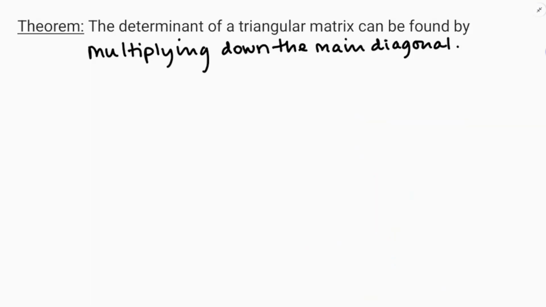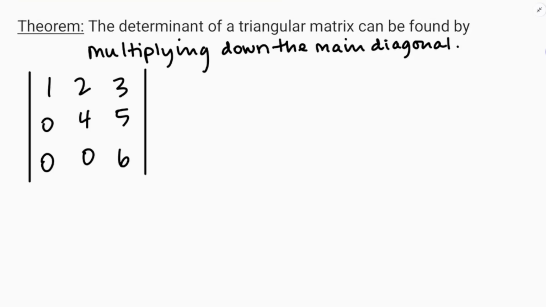Okay, the key fact that I need to tell you about is that the determinant of a triangular matrix can be found by multiplying down the main diagonal. This is a really useful result for us, and it will be helpful in a variety of ways. I think we saw a little shadow of this last time when we read the eigenvalues of a triangular 2x2 matrix just off the main diagonal. Same idea. Let's show some examples of that.